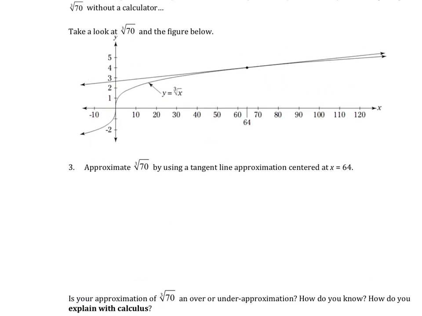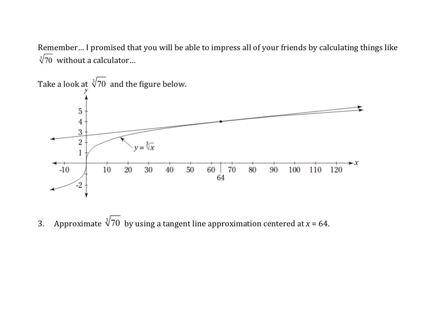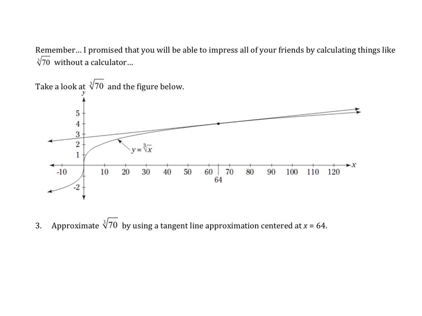What we're going to do now is look at being able to calculate the cube root of 70 without a calculator. In order to approximate the cube root of 70, we need to use the function y equals the cube root of x. We're going to use the one point that we happen to know that's fairly close to 70, and the closest number is when x is 64.